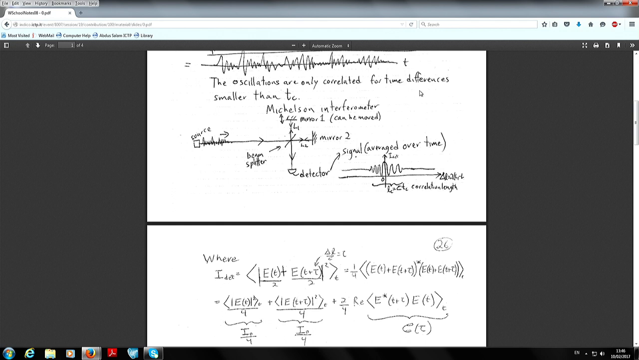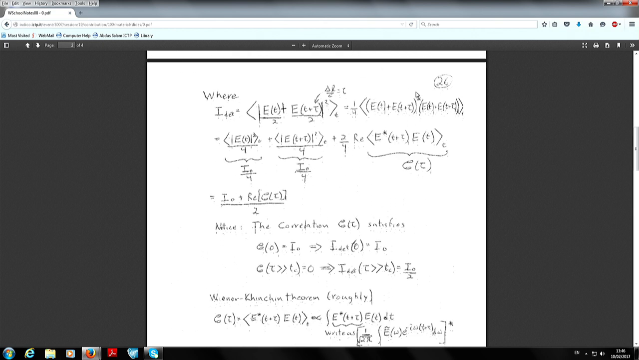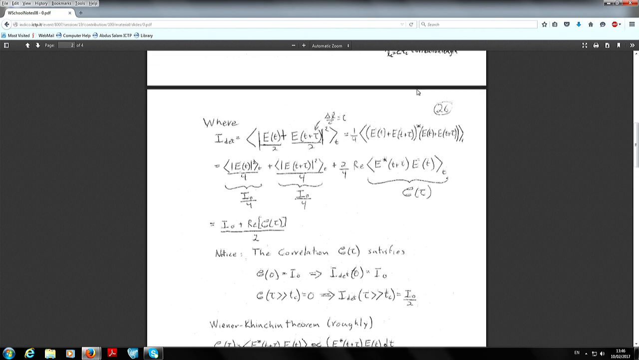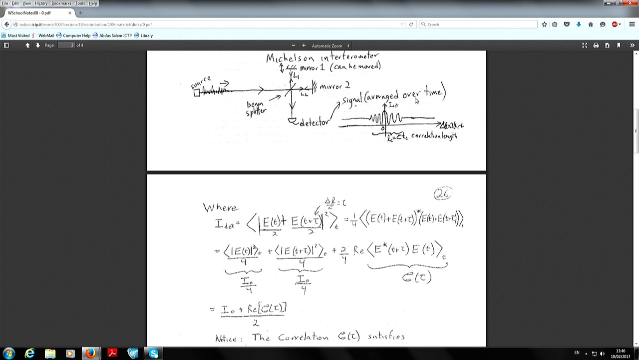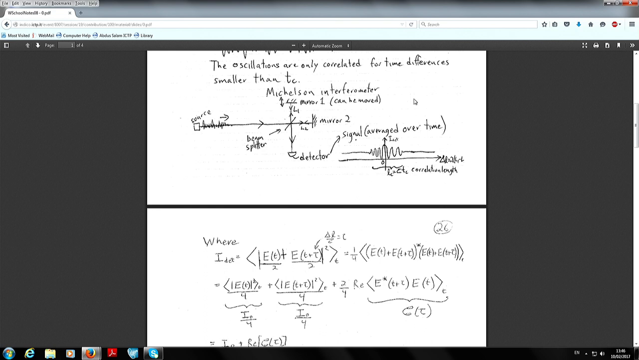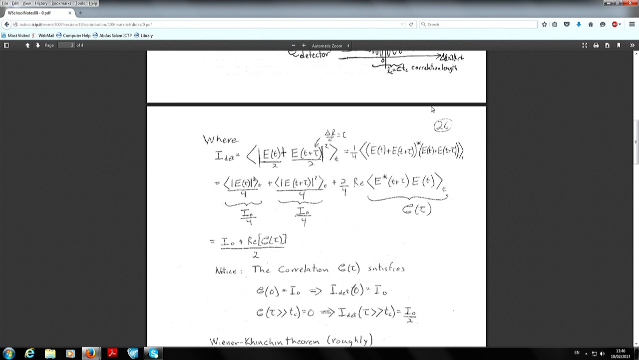Let me then, I'm going fast. Okay, I'm going to skip that math. Well, let me just show you quickly what this is. So how would I define the field in the detector? I would have the field that went through one of those paths, and then the field that went through the other path. And this is delayed a little bit because it went a longer path.